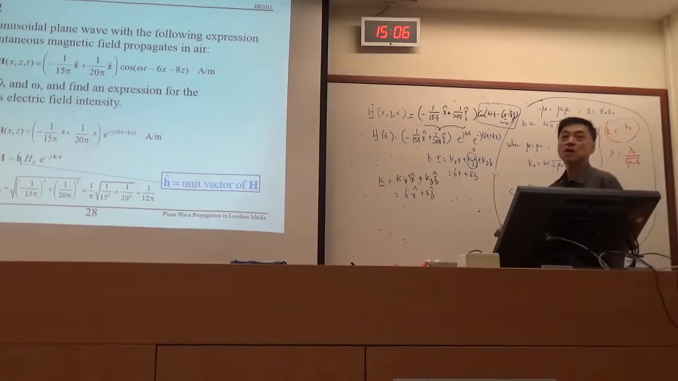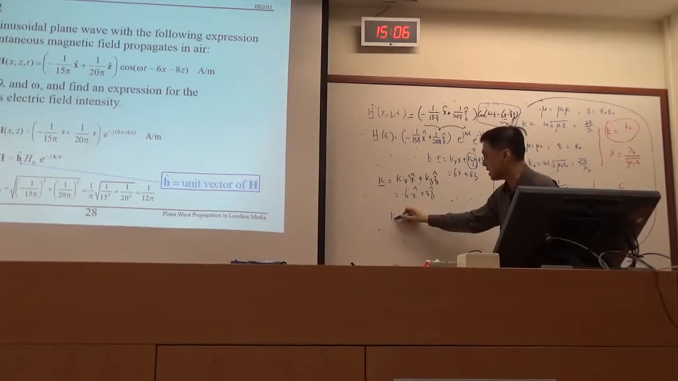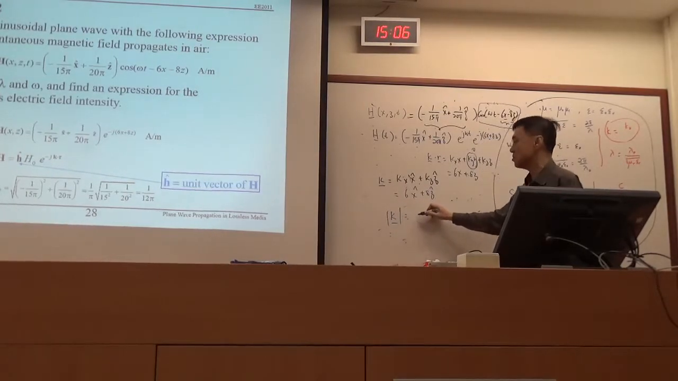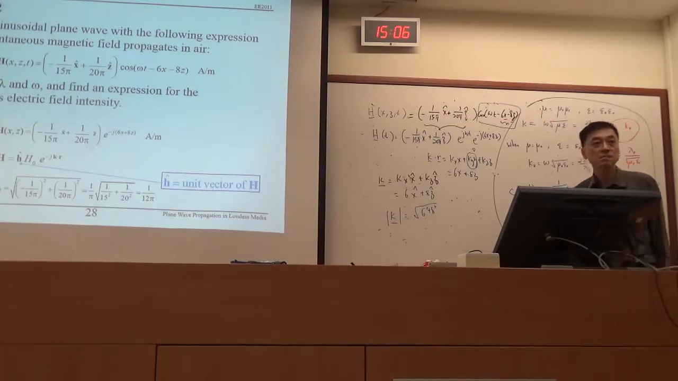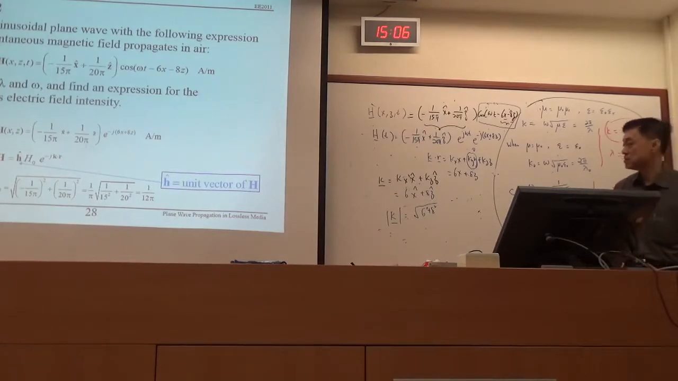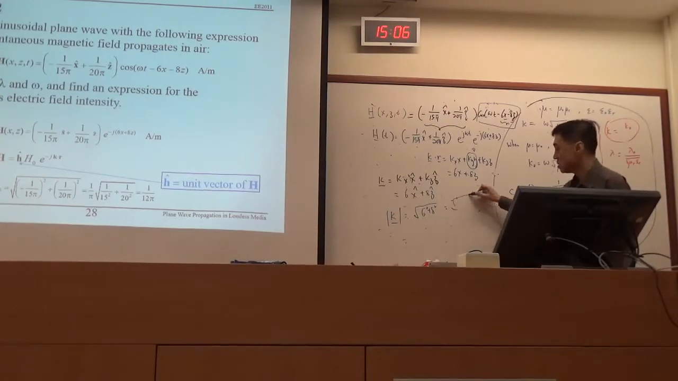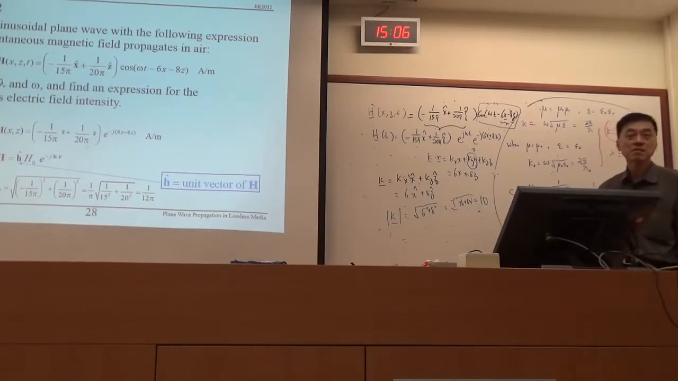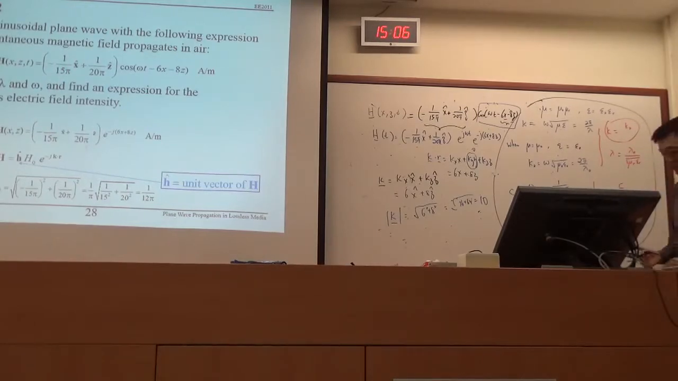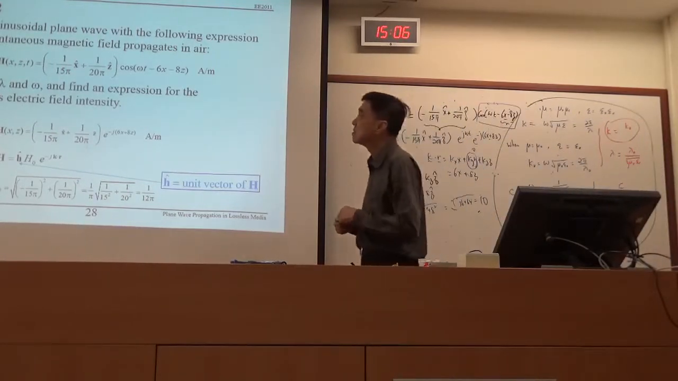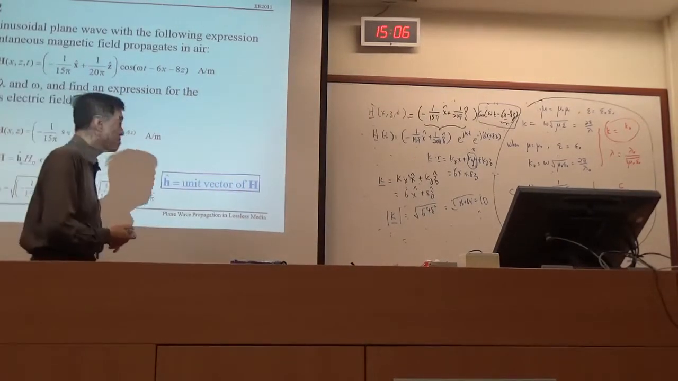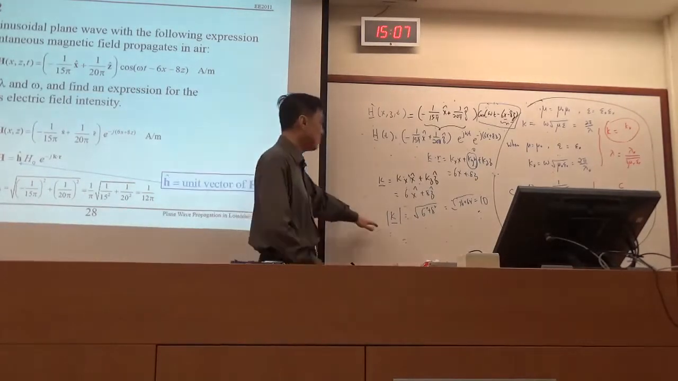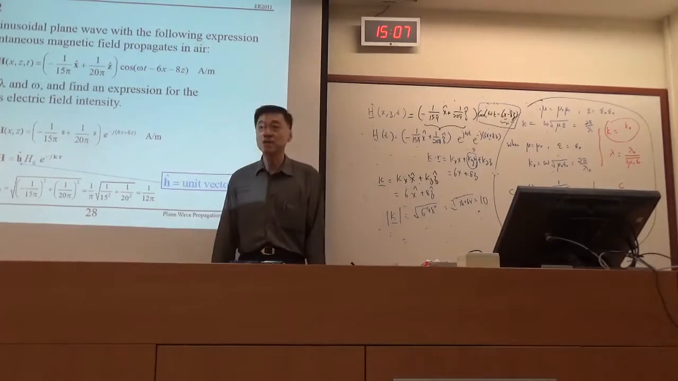So what is the magnitude of k? The magnitude of k is equal to the square root of 6 squared plus 8 squared, which is equal to the square root of 36 plus 64, which is equal to 10. What other things do we need? I have found k already. No problem.